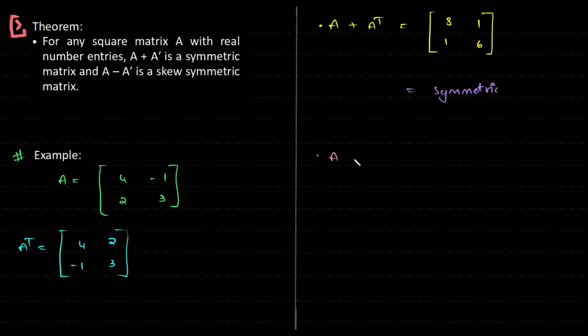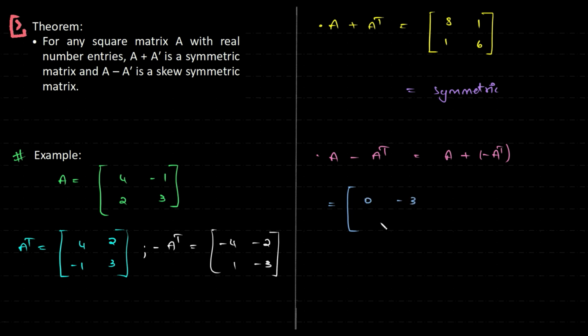Now, what they tell is, if I take A and add minus of A transpose, it has to be skew symmetric. So let's pick up A transpose, the negative of it. So this is minus 4, minus 2, 1 and minus 3. Now, if I happen to add the required elements, we have 0, minus 3, and this is 3 and 0.